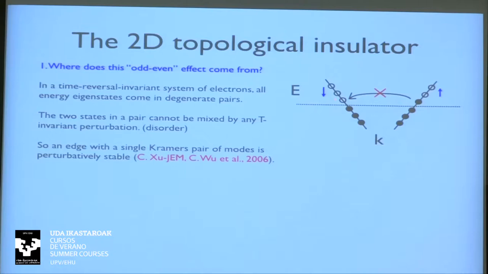And then if we believe Kramers, if we believe that these pairs always exist, then in a time reversal invariant system, time reversal invariants cannot mix the states in a pair because then it would split them in perturbation theory. So in other words, any time reversal symmetric perturbation I add, like disorder, modified spin-orbit coupling, or whatever, cannot produce that kind of backscattering because it would violate Kramers' theorem. It would split the Kramers pair. So this is really the key difference between the Z2 topological insulator and the quantum Hall effect.